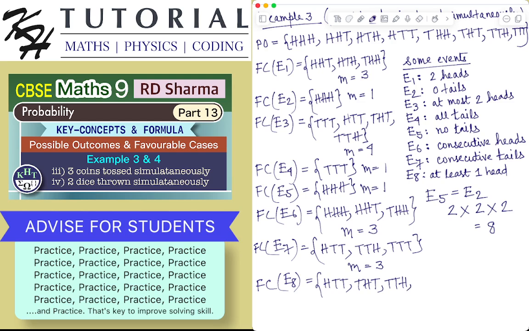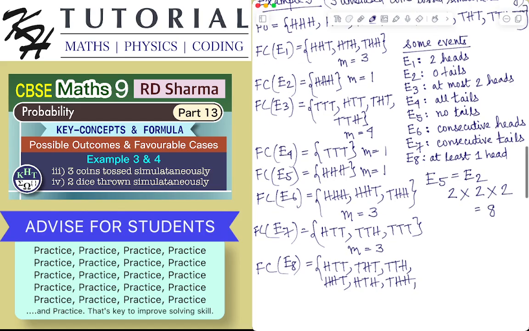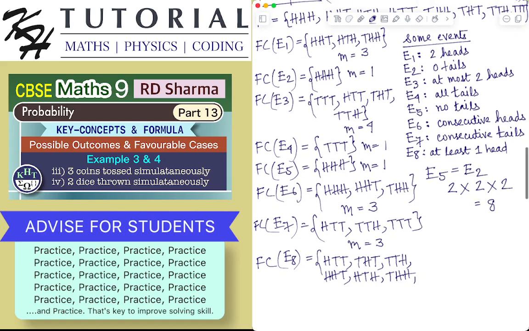Now event E8 says at least one head, so we can have two heads. What are the possible outcomes having two heads? Head, head, tail; head, tail, head; and tail, head, head. Now, what are the possible outcomes of three heads? There is only one, head, head, head. So for event E8, m is 7.